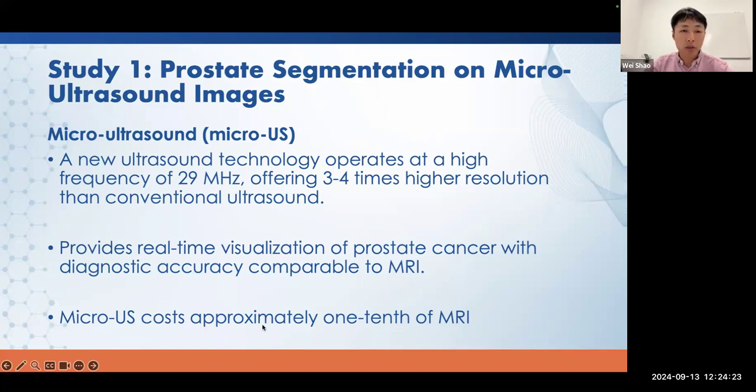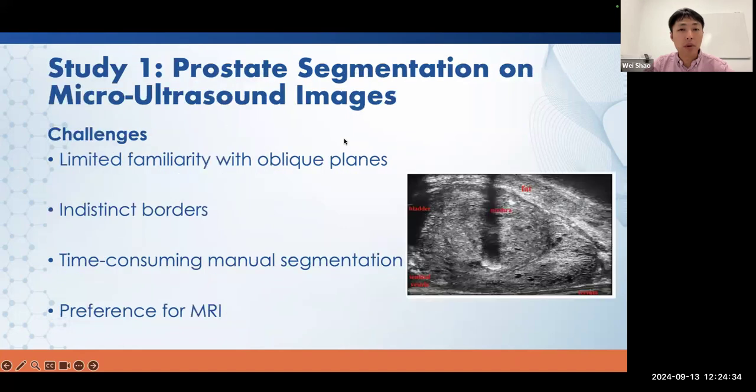For those reasons, one of the main focuses of my lab is to develop AI methods to improve the detection of prostate cancer on micro-ultrasound. But the first step is we need to outline the boundaries of the prostate in order to calculate the volume of the prostate, and for the urologist to target the exact location of the cancer lesions.